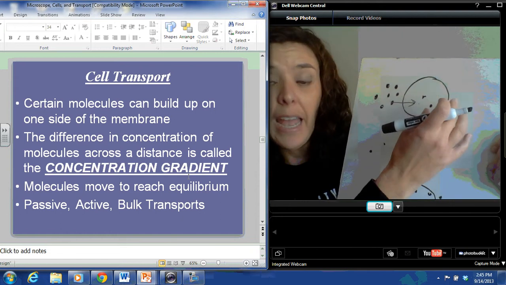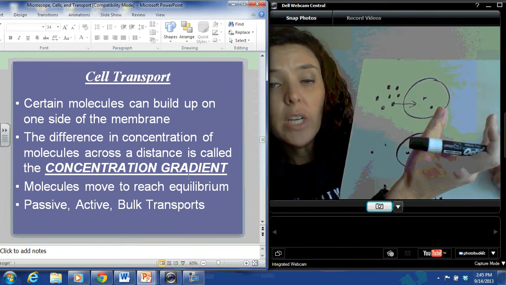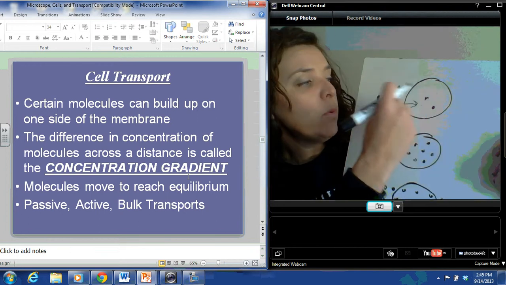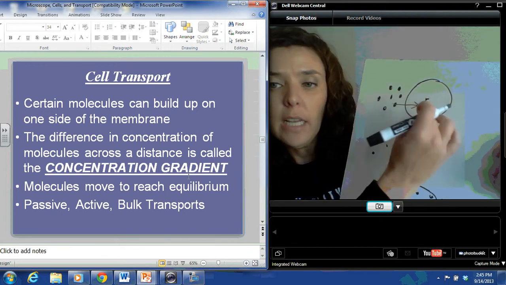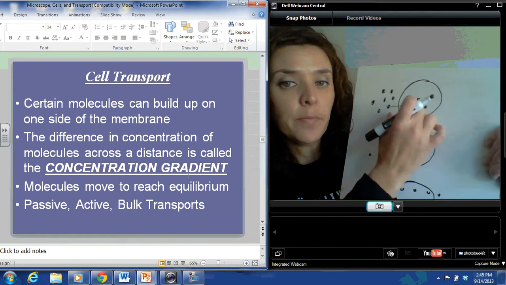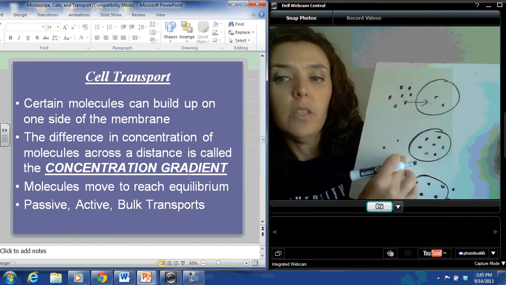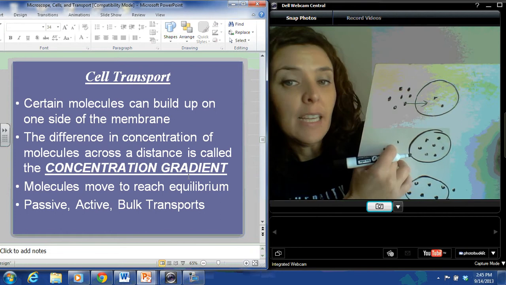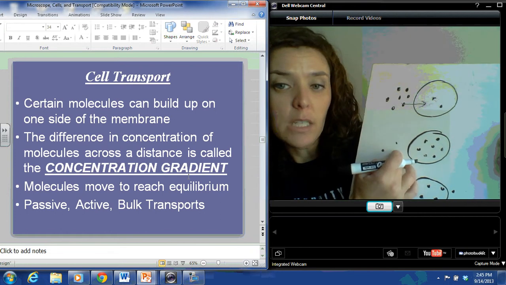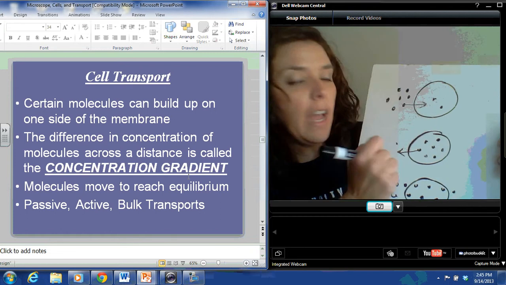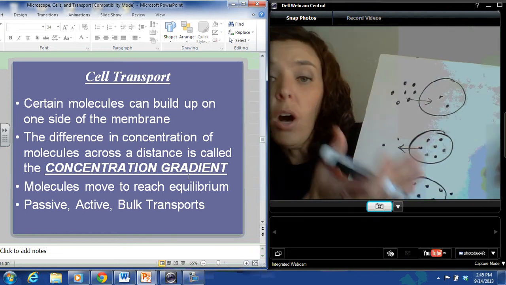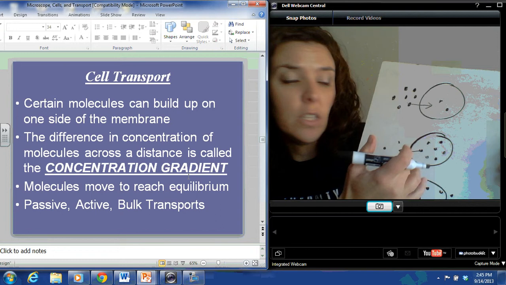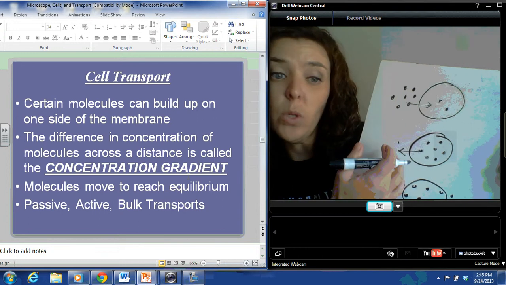No, because if that happens, then we'll have another concentration gradient. Okay, so they will go in until it's equal on the inside and on the outside. Okay, for this second one, do you think these will go in or these will come out? Okay, again, they move from where there's a lot to where there's a little, so the molecules will move out. And again, they don't all move out, just enough so that they reach equilibrium.